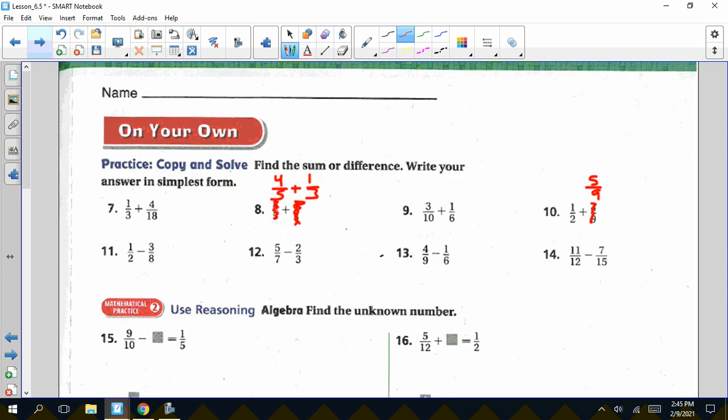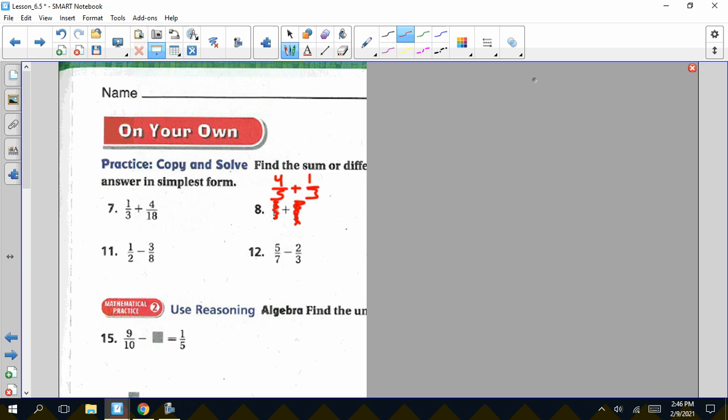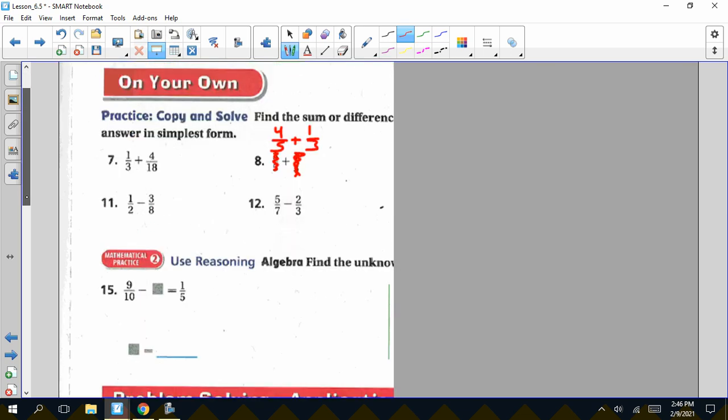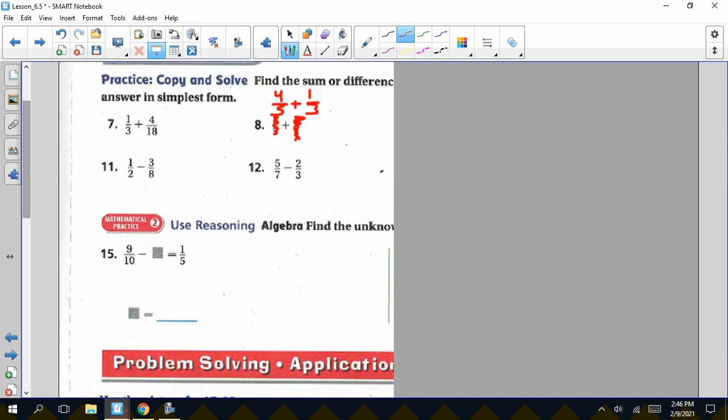On to the next page. I changed a few problems as well here on the next page so that we can get some improper fractions as well. On number 7, we have 1/3 plus 4/18. If you need some more room, you can do these problems on a separate sheet of paper and then transfer it back to the book.